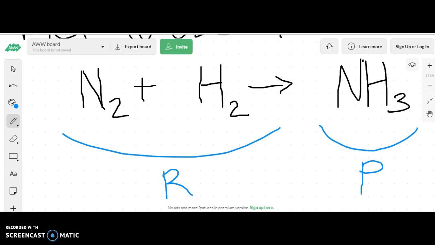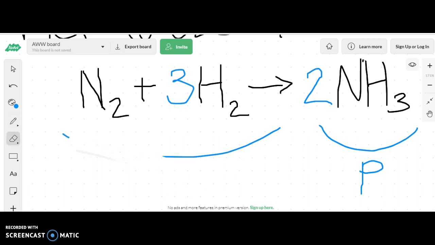So let's start with nitrogen and look at the product side. We have 1 nitrogen on this side, so we want to put a 2 coefficient out front. That makes it 6 hydrogens on the product side. So we look back on the reactant side and we only have 2 hydrogens. So we want to put a 3 there, and that will give us 6. Now if we go back, we have 2 nitrogens on both sides and 6 hydrogens on both sides. So there we have a balanced equation.